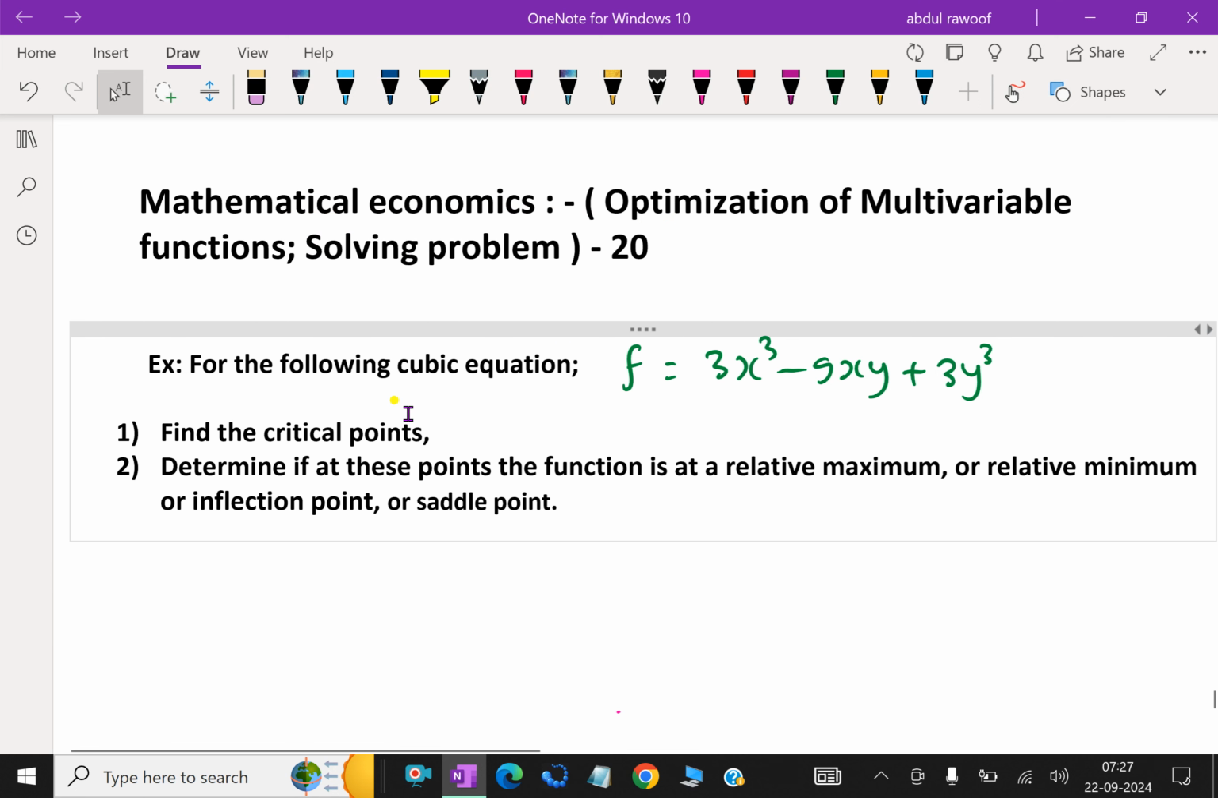Look at this example. For the following cubic equation, that is f equals 3x cubed minus 9xy plus 3y cubed, find the critical points. Determine if at these points the function is at a relative maximum or relative minimum or inflection point or saddle point. So I have to check these conditions.